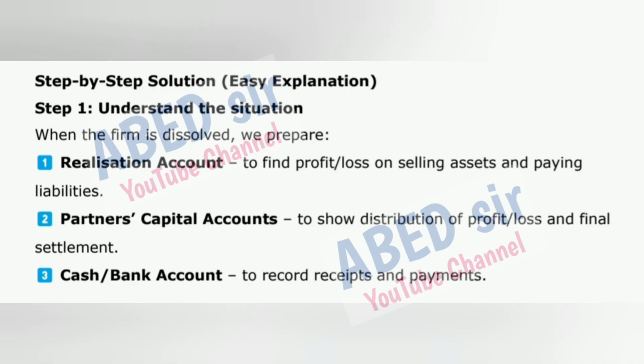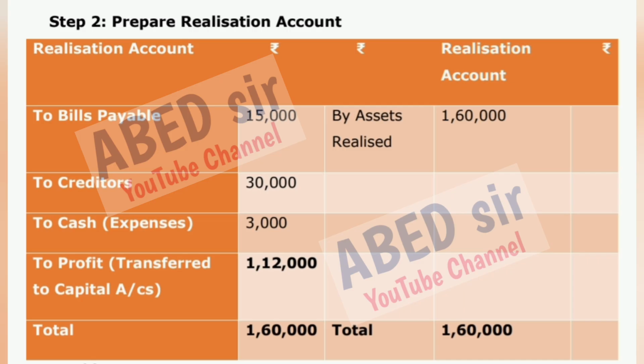Step-by-step solution, easy explanation. Step 1. Understand the situation. When the firm is dissolved, we prepare 1. Realization account to find profit-loss on selling assets and paying liabilities. 2. Partners' capital accounts to show distribution of profit-loss and final settlement. 3. Cash bank account to record receipts and payments. Step 2. Prepare realization account.